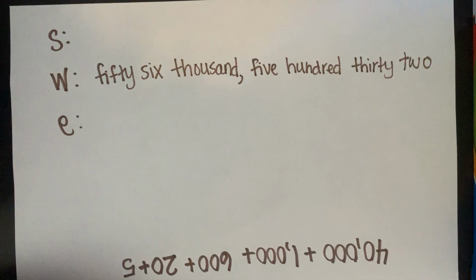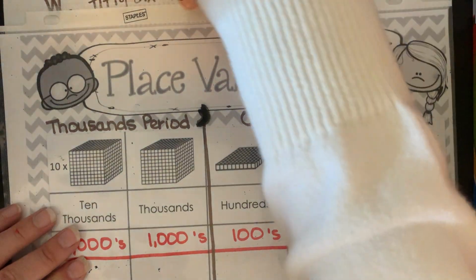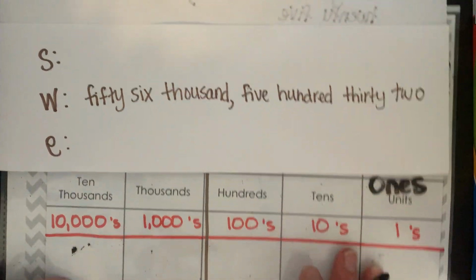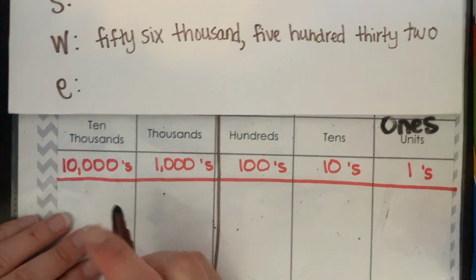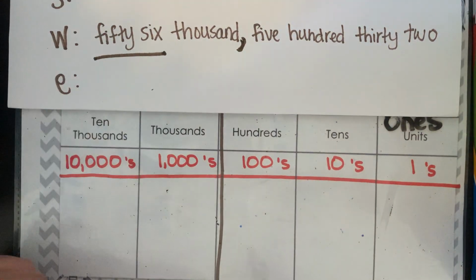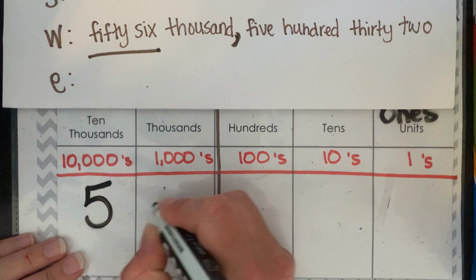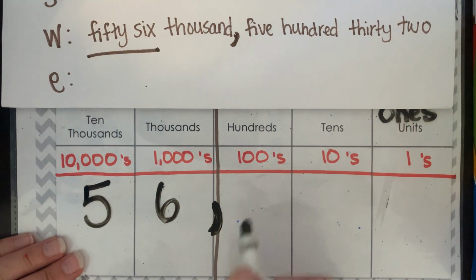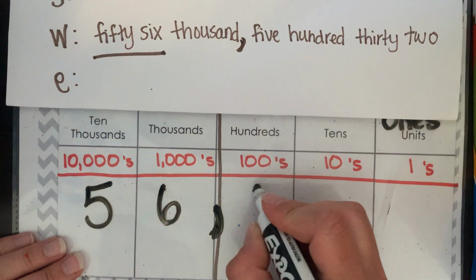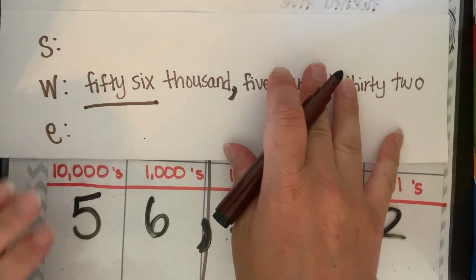Okay, let's see if we can think about what that would look like in standard form. So I'm going to go back to my mat here. And I want 56,532. So I know I have to have the number 56 in my thousands period. So here's my thousands period. So I'm going to write 56, followed by the comma. And next comes the word 532. So I'm going to write that here. 532. So that is my number in standard form.